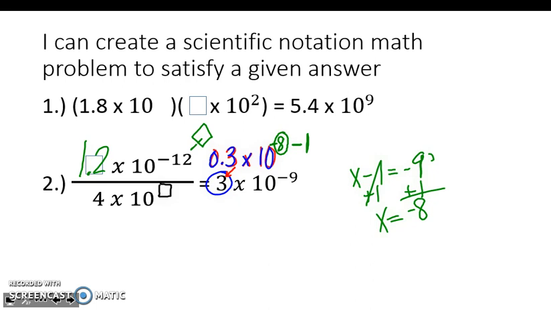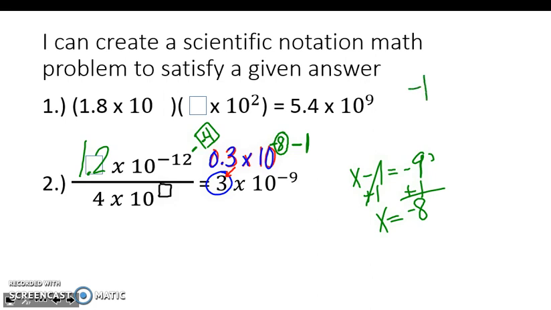So -12 minus some number to get to -8. That's what we're trying to figure out. That's what we don't know. Now I know that -12 is smaller than -8. So they would have had to have subtracted another negative number to get to -8.